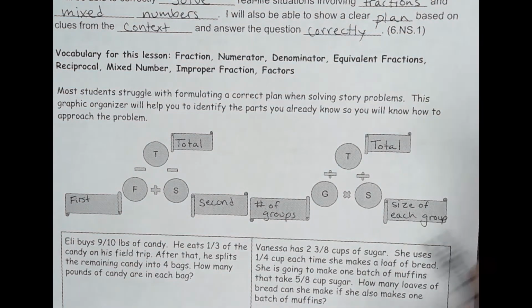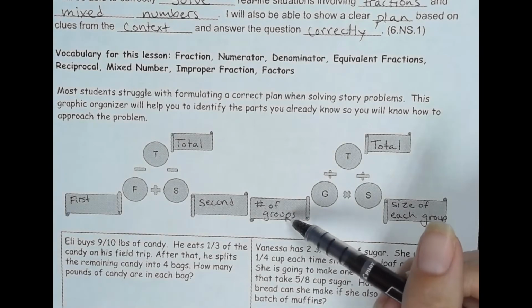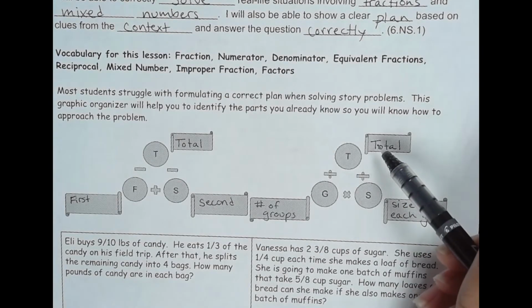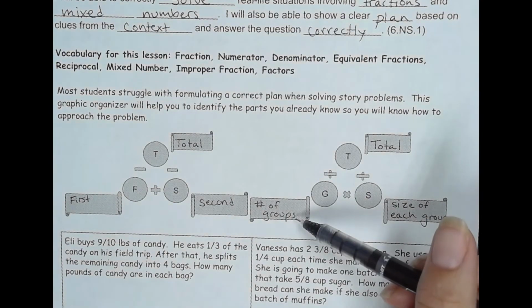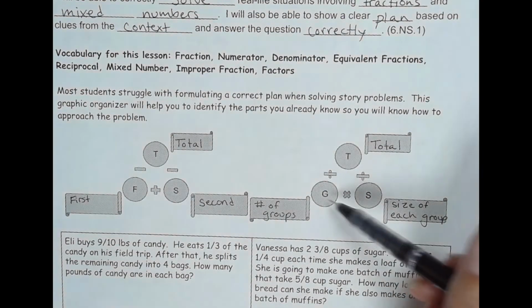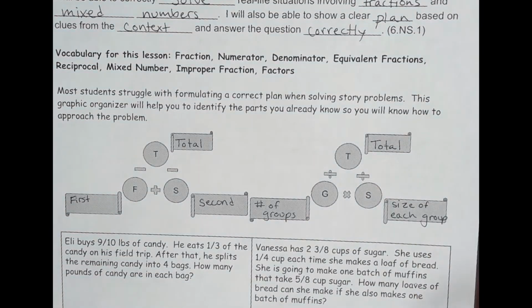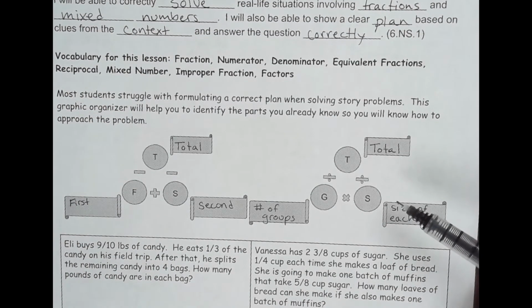So, if you know the number of groups and the total, you're going to divide the total by the number of groups to figure out the size of each group. If you know how many groups and you know the size of each group, then you're going to multiply that to find out the total. So, when you're reading a story problem, I want you to pick out what you know about it. If you use this little triangle organizer, it can help you make sure that you're not messing up the problem.